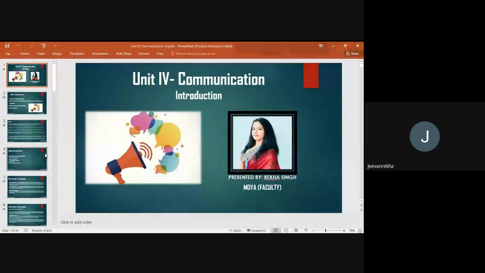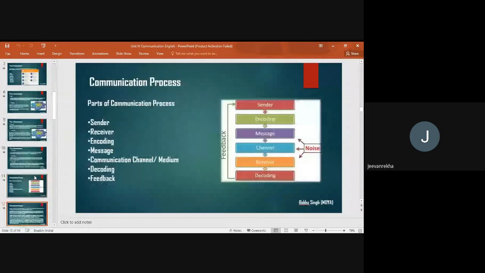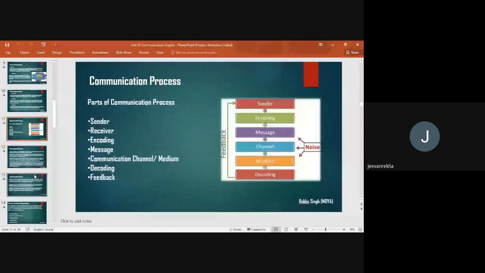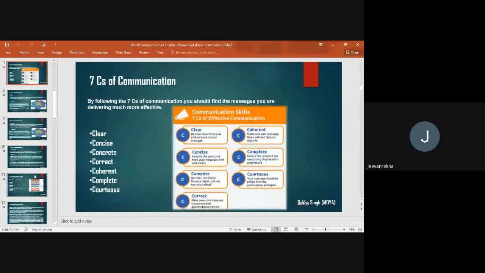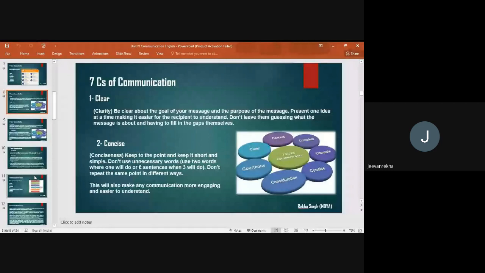Okay, seven C's of communication, right? So we'll discuss the seven C's of communication in detail. You know, the communication process: sender, receiver, encoding. The seven C's of communication are clear, concise, concrete, correct, coherent, complete, and courteous. We'll discuss them in detail.